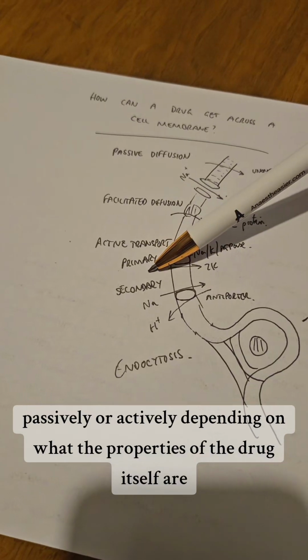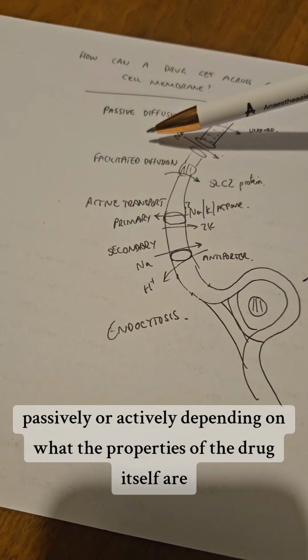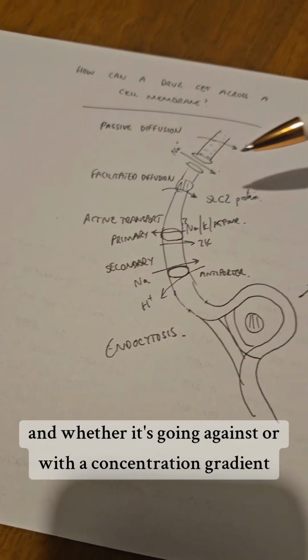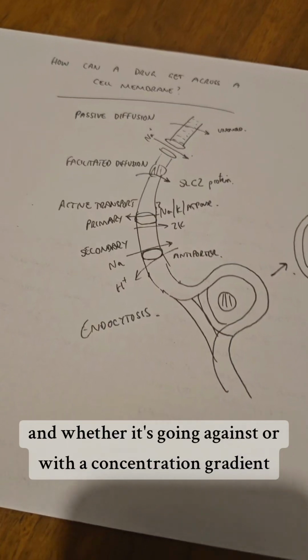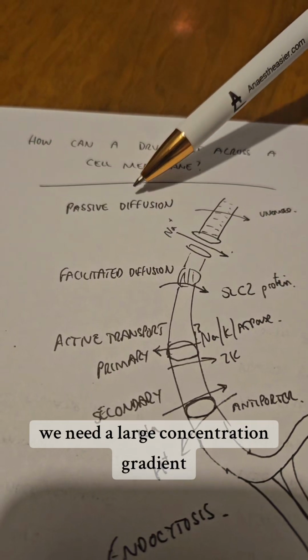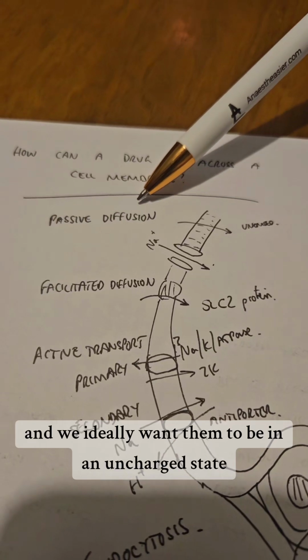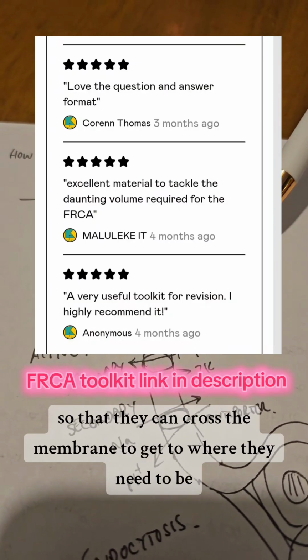These are the main ways that a drug or a molecule can get across a membrane, passively or actively, depending on what the properties of the drug itself are and whether it's going against or with a concentration gradient. The vast majority of our drugs go through passive diffusion. We need a large concentration gradient, and we ideally want them to be in an uncharged state so that they can cross the membrane to get to where they need to be.